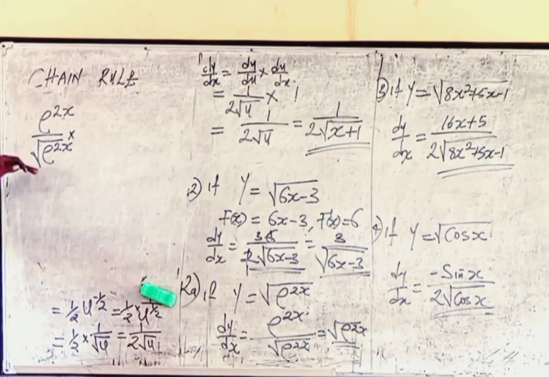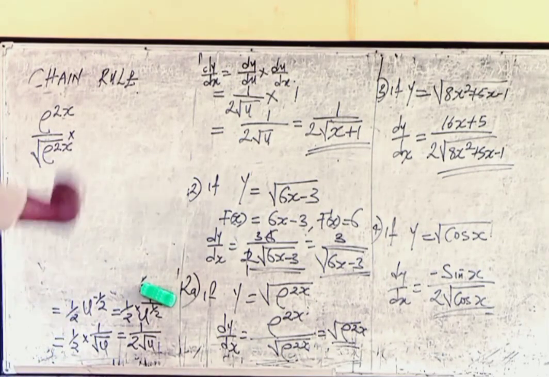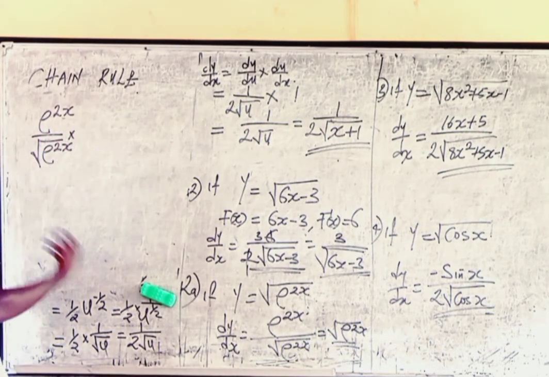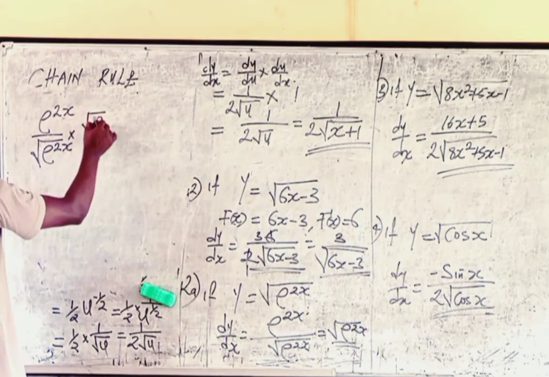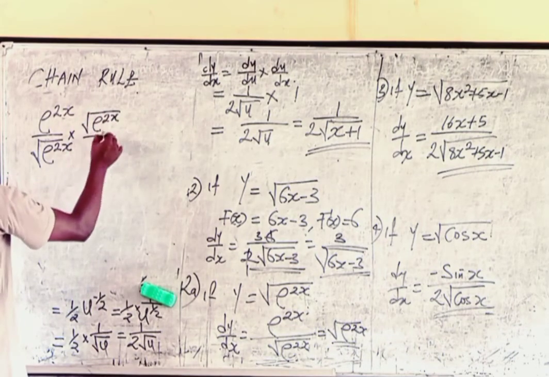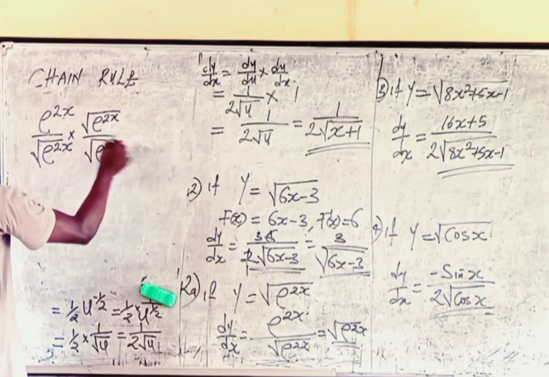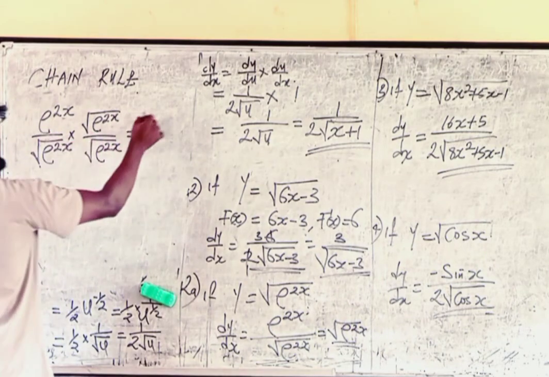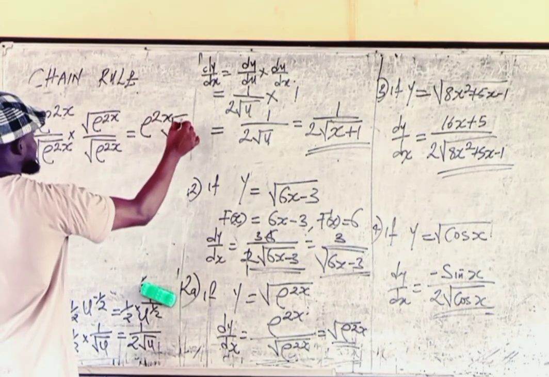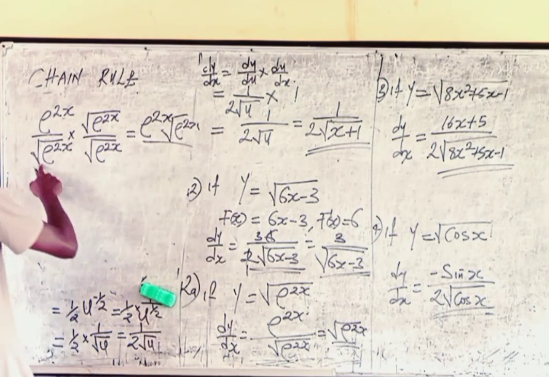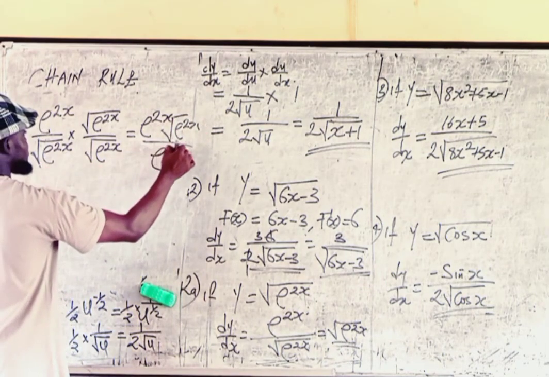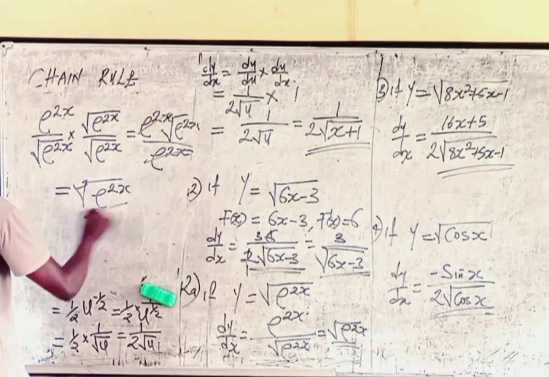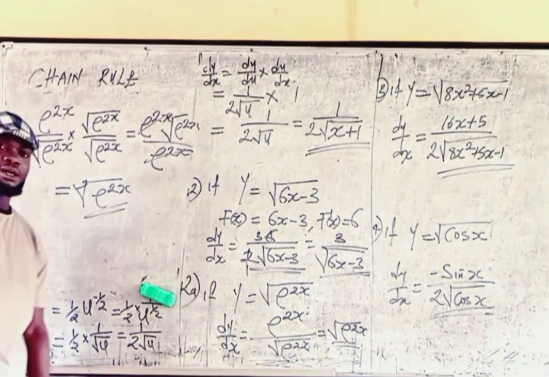Then from surds, use the conjugate of both sides to multiply each other. So if I multiply this by root exponential 2x, and the other one by root exponential 2x, this times this, we will have exponential 2x root exponential 2x. This times this, the root will cancel out, and we'll have exponential 2x. This will cancel this, and we'll have the square root of exponential 2x, which is the same thing as the initial question.